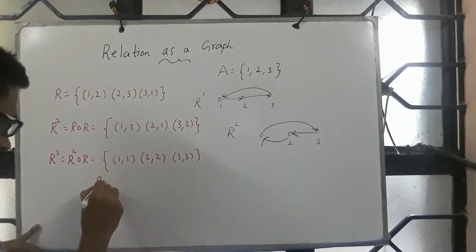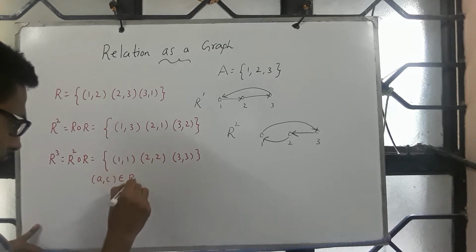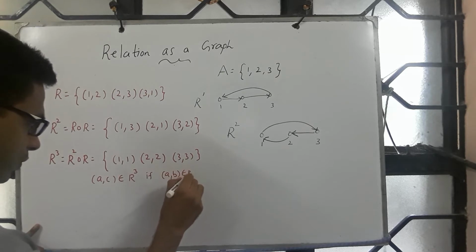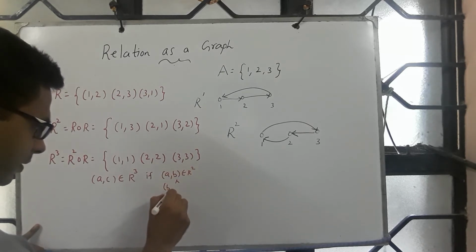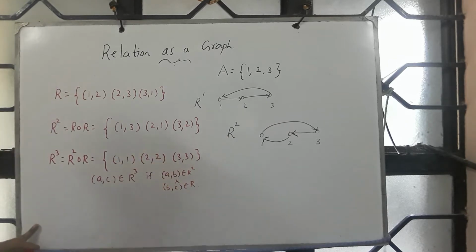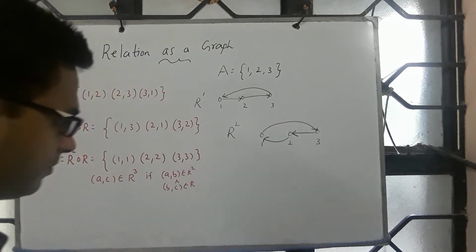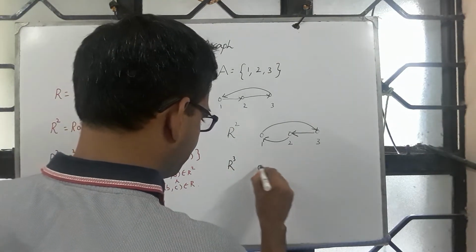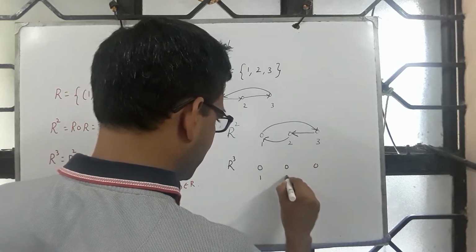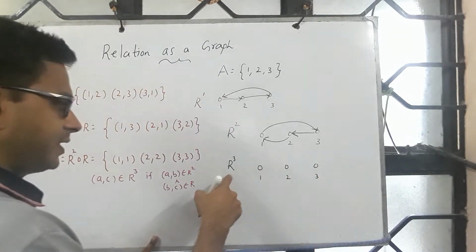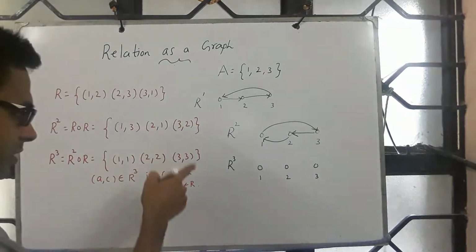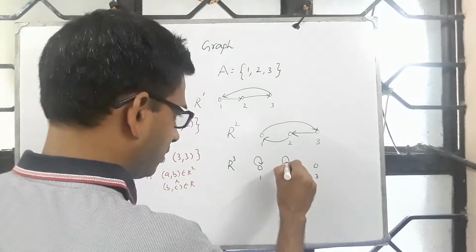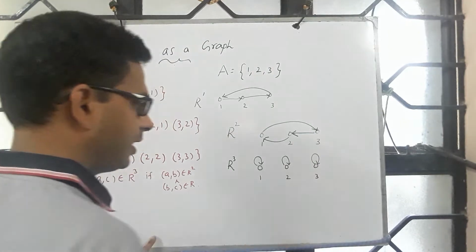So A comma C belongs to R cube if A comma B belongs to R square and B comma C belongs to R. I'm just applying the definition to get this. Like before, R cube is also a relation, which means it can be represented using the model. R cube is also a relation with respect to this set, so this is also a subset of A cross C. So R cube is 1, 1, 2, 2 and 3, 3.